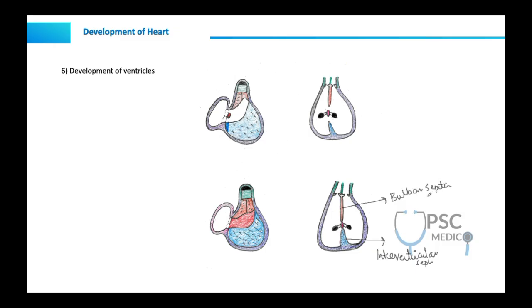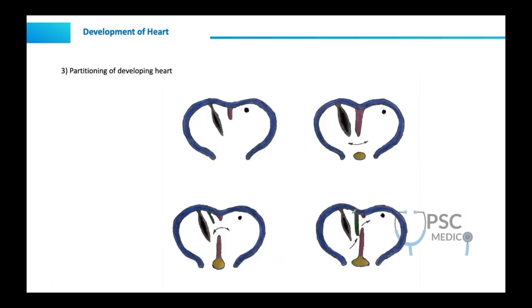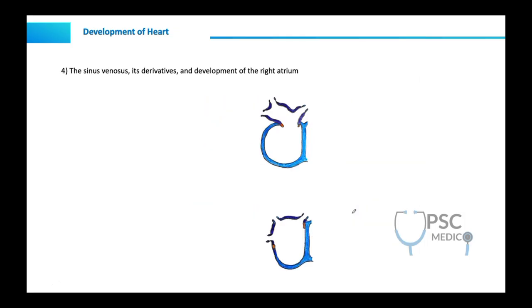So two ridges, the bulbar ridges, arise in the wall of the bulboventricular cavity. They grow towards each other and fuse to form the bulbar septum, and this bulbar septum grows downwards and towards the interventricular septum. But the bulbar septum and interventricular septum do not fuse with each other. The gap which is left is filled by the atrioventricular cushions, which are forming the atrioventricular septum. So that's it. We are done with the second part, and also the development of the ventricles and the development of the right atrium. So partitioning of the developing heart is done.